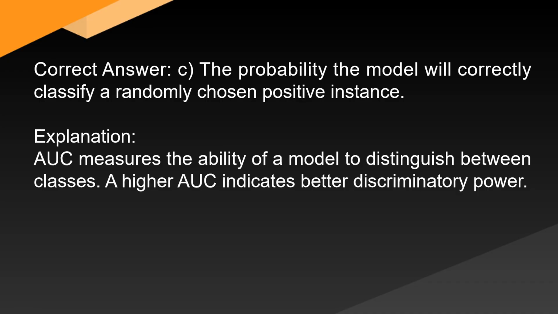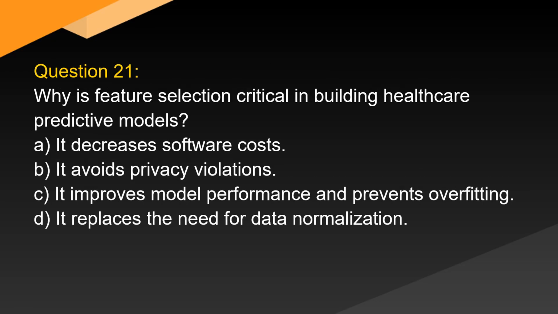Explanation: AUC measures the ability of a model to distinguish between classes. A higher AUC indicates better discriminatory power. Question 21. Why is feature selection critical in building healthcare predictive models?